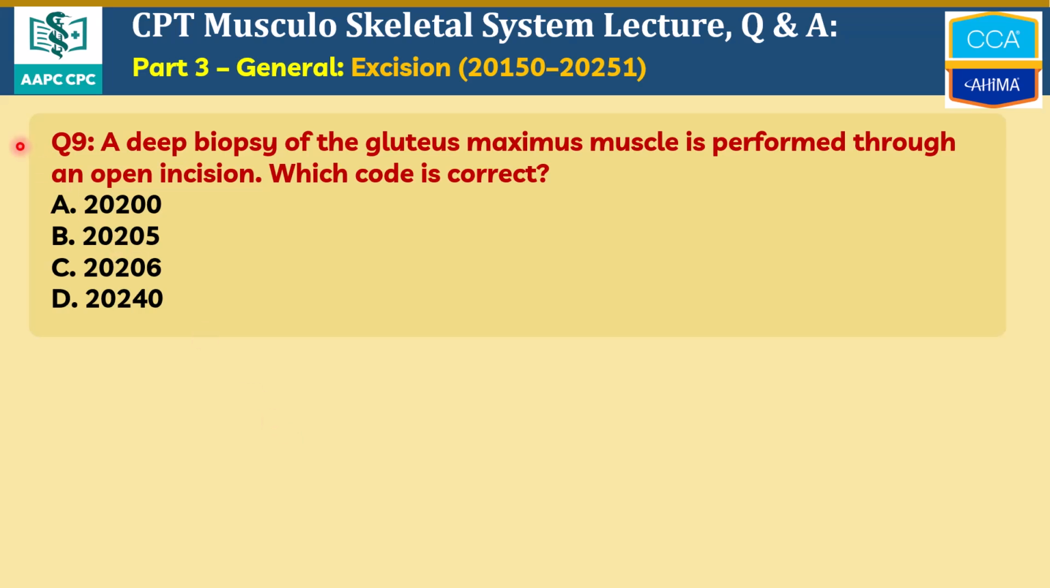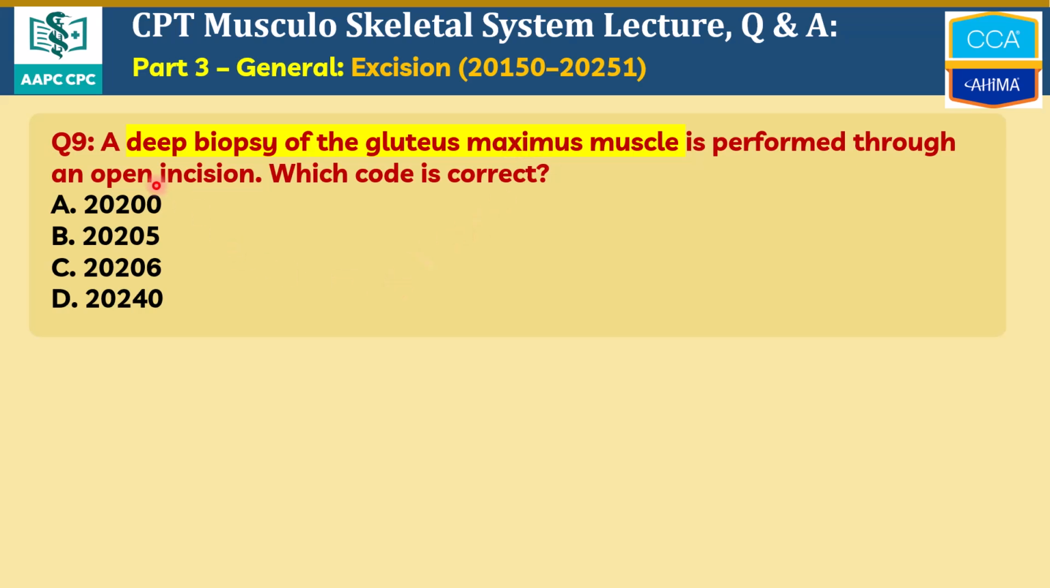This is question number 9. This is the continuation of previous parts. A deep biopsy of a gluteus maximus muscle is performed through an open incision. Which code is correct? So there are 4 answers available. Take your CPT code book and find the answer. So here you have to highlight deep biopsy of the gluteus maximus muscle.